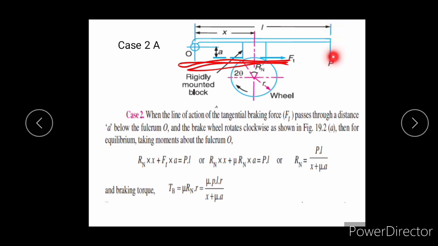It means if P is in this direction, then you will definitely move in this direction, so that this point O is covered, right? So this direction will be the clockwise direction. So P into L is the first case. See, wheel is moving in clockwise direction, so the friction on the wheel will be anti-clockwise direction.